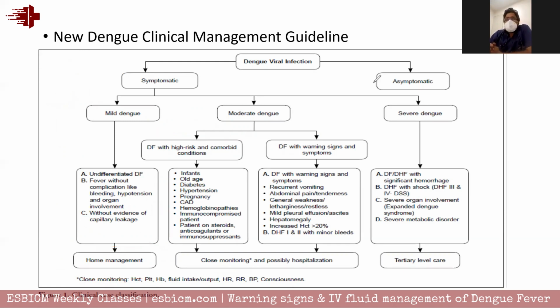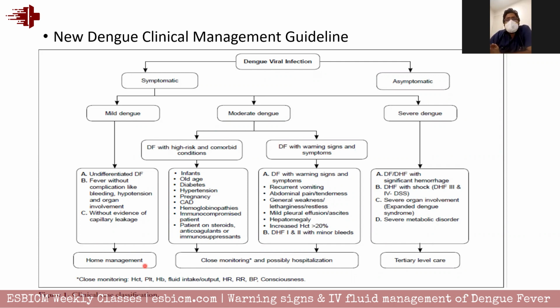Based on the warning signs and symptoms, this division is made. Now we can see it in the slide also. If the dengue viral infection is symptomatic and mild, it means fever without any warning signs or symptoms. Most of these cases we can manage on an OPD basis, send the patient home, and do regular follow-up.